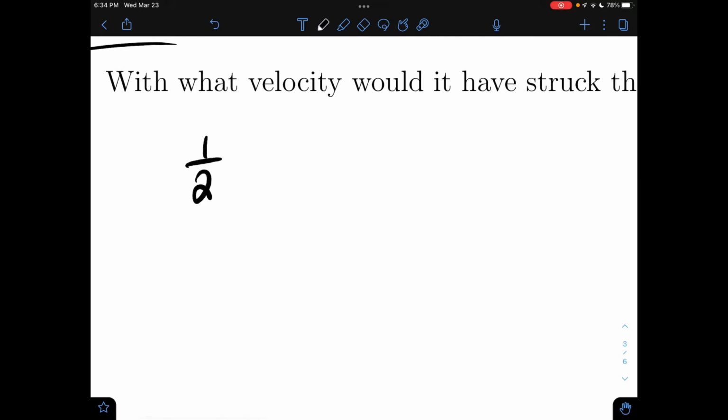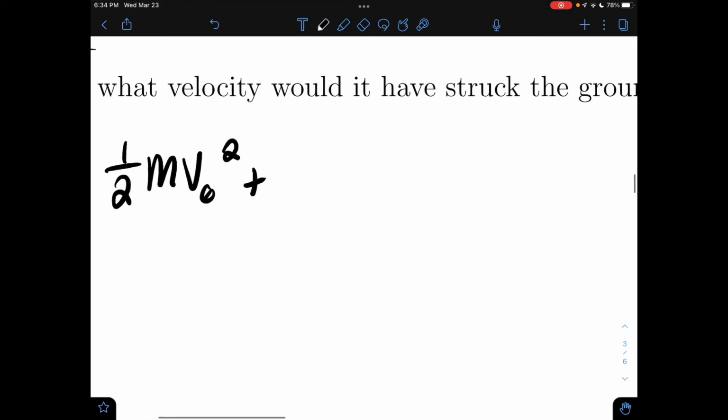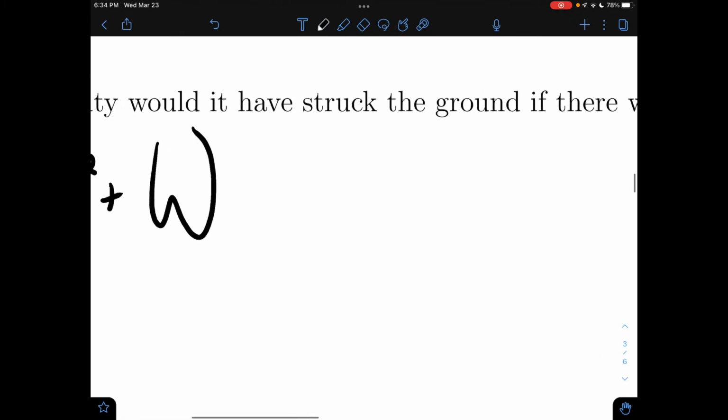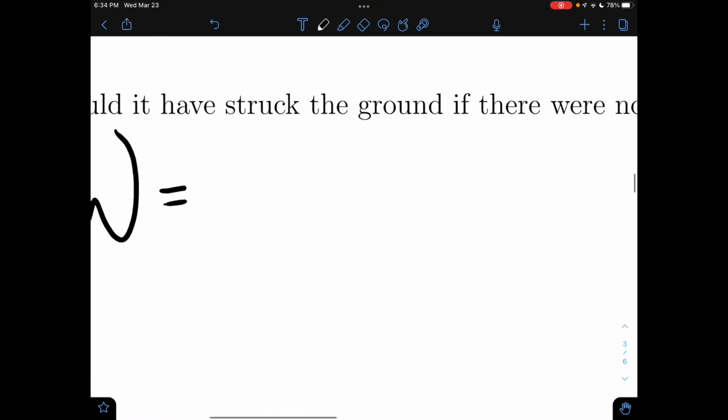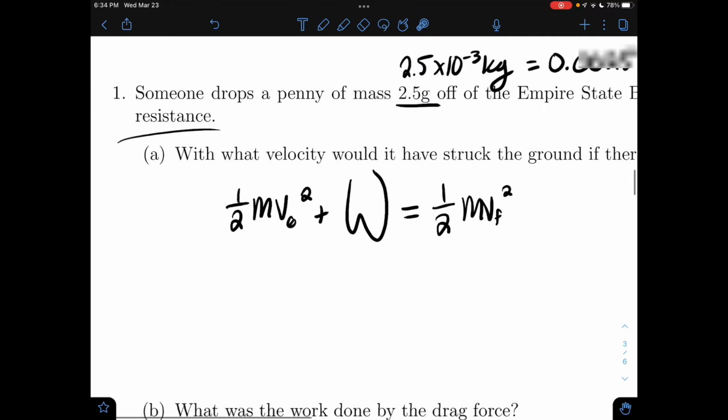We start with our initial kinetic energy, 1/2 m v initial, I'm going to use naught actually, v naught squared, plus all of our work done, I'm just going to use a big W to remind me that I haven't figured that out yet, equals our 1/2 m v final squared. Right? Our initial energy plus whatever change is happening to our system has to be our final energy.